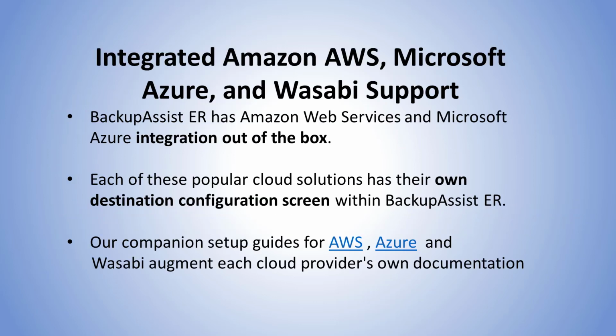Additionally, we integrate with Amazon AWS, Microsoft Azure, and other third-party cloud storage providers. BackupAssist ER has Amazon Web Services and Microsoft Azure integration out of the box, along with Wasabi and S3 compatibility. This means that each of these popular cloud solutions has their own destination configuration screen within BackupAssist ER. We provide companion setup guides for AWS, Azure, and Wasabi to augment each cloud provider's own documentation.